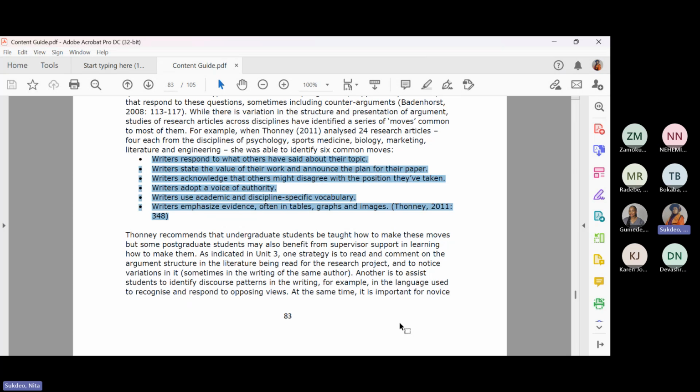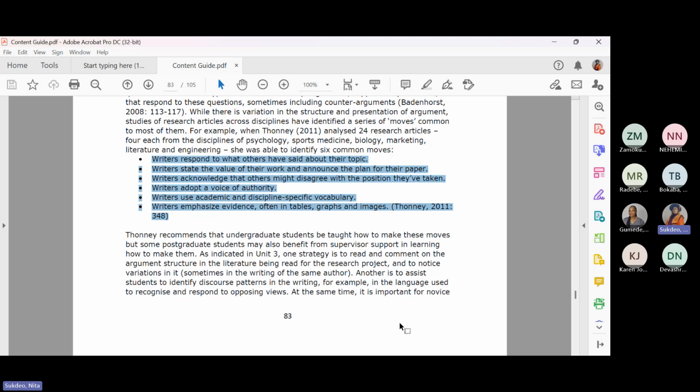Writers acknowledge that others might disagree with the position they've taken. So this is where argumentative writing and debating ideas from other references come in, because, like we said, they may not be saying the same thing. This is where the research gap comes in: they've done research, but something is missing. It may not concur with your research, but your research can actually improve on previous research that has been done, because this is a gap. This is something that's missing. Having an authoritative voice, this is writing your own opinions, stating a claim, obviously supporting with references.